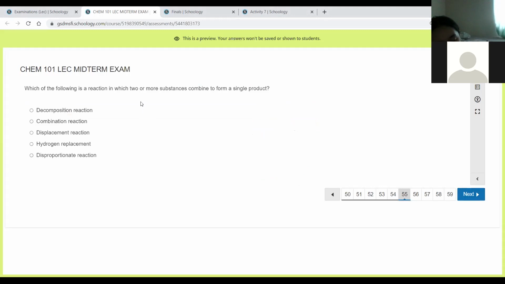Next, which of the following is a reaction in which two or more substances combine to form a single product? Combine, ha? The word is combine, so definitely that is a combination reaction.